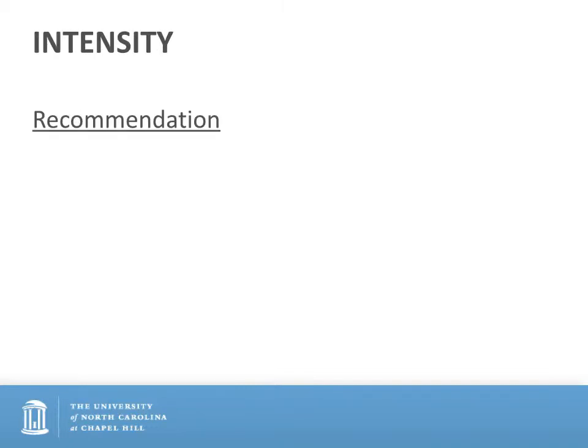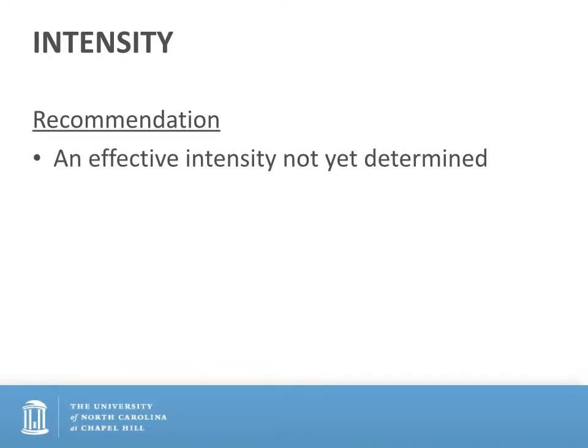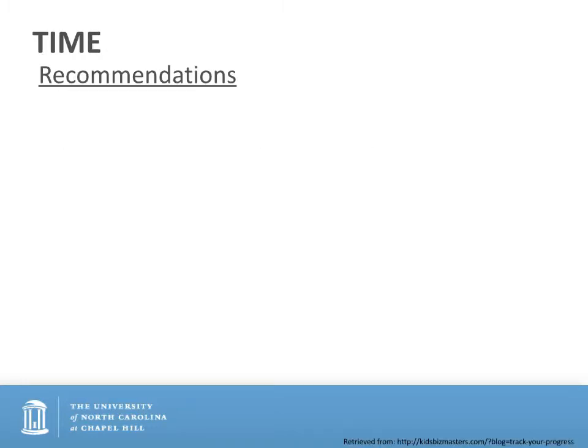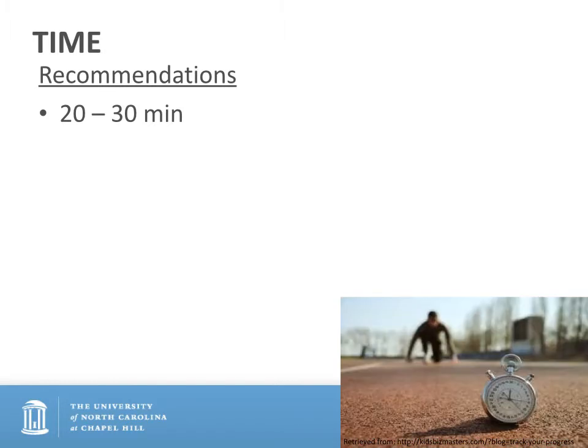Now let's look at the second letter of the FITT-VP principle, or intensity. An effective intensity is not yet determined for neuromotor training. Let's now look at the third letter of the FITT-VP principle, or time. The ACSM recommends that healthy sedentary adults perform 20 to 30 minutes of neuromotor training.